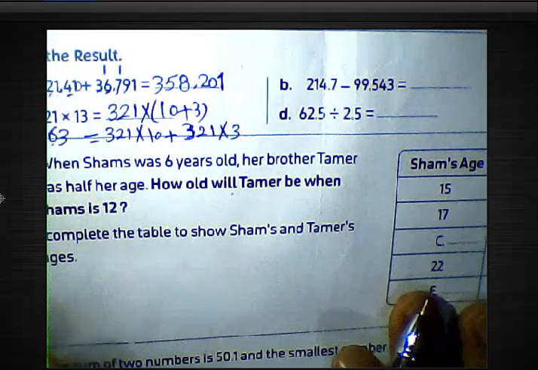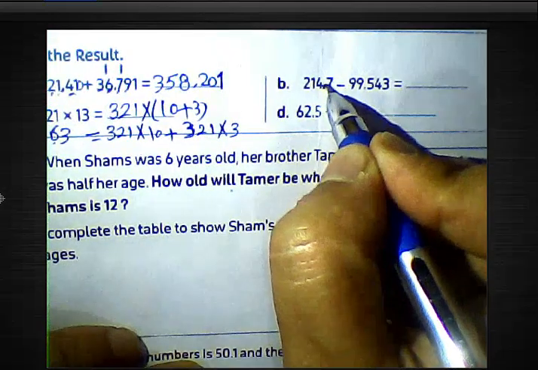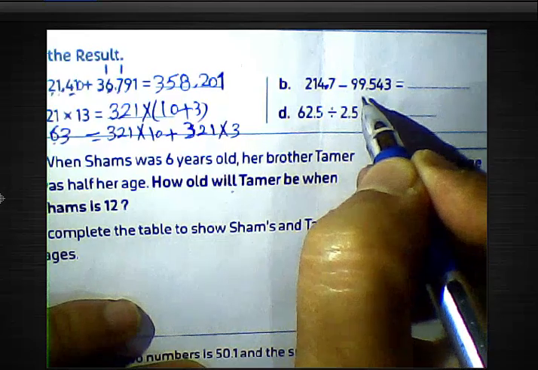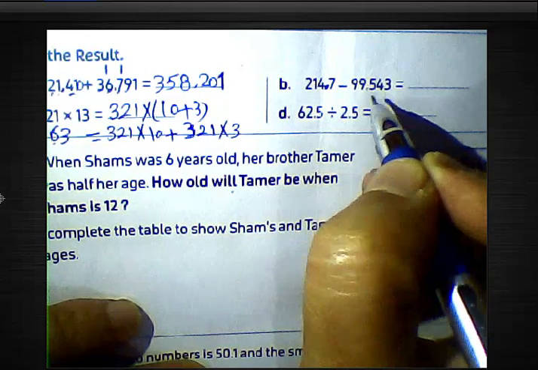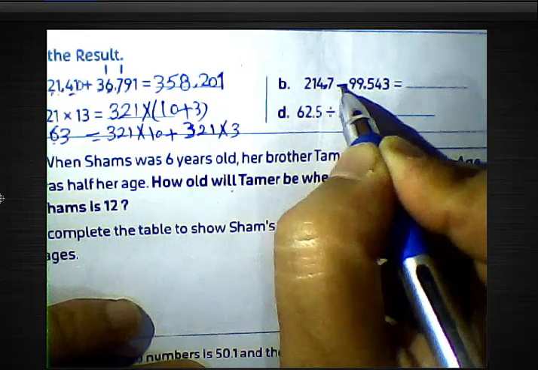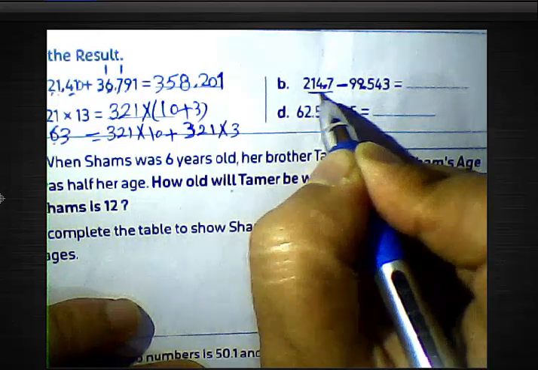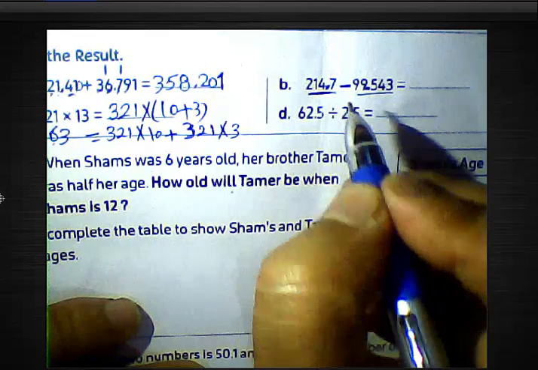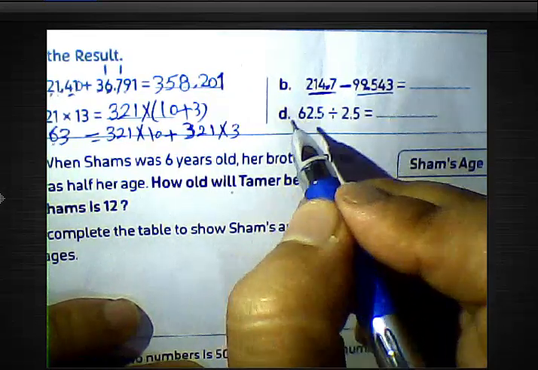And what about letter B? Look at letter B with me here. Equal 214.7 minuend and 99.543. It was what? It was the subtrahend. We call this number the minuend and this number the subtrahend. First we must align the decimal places of the two numbers.